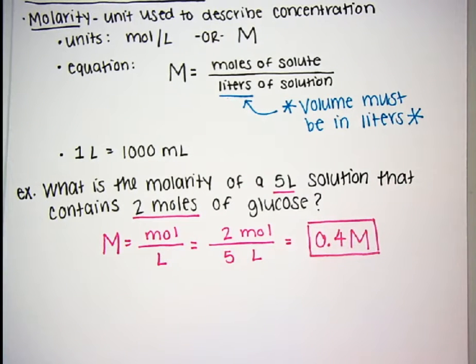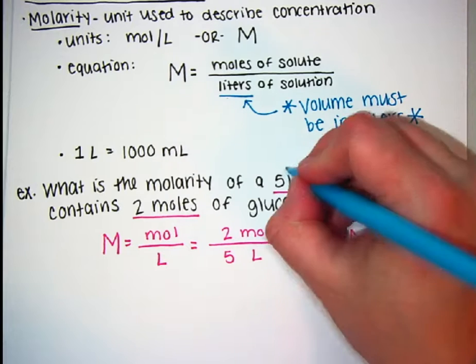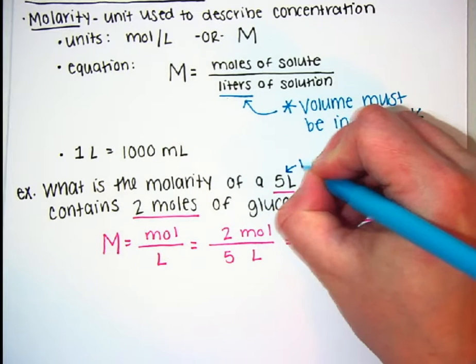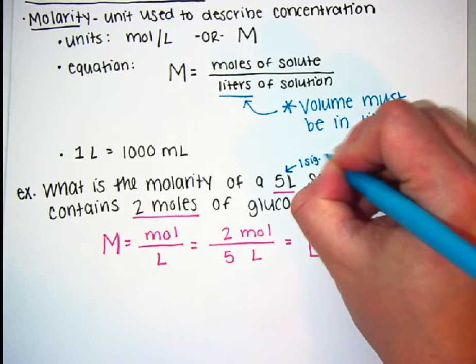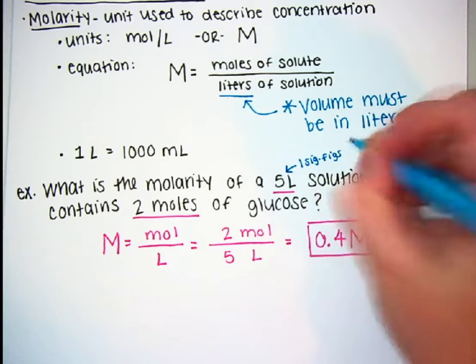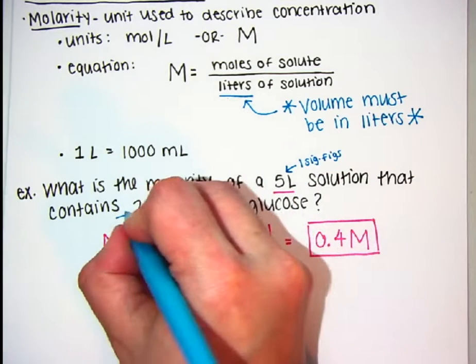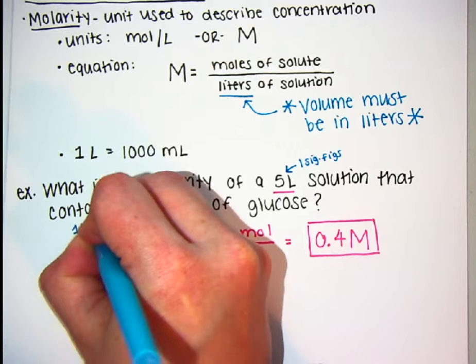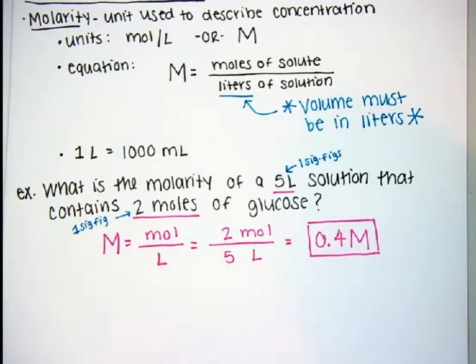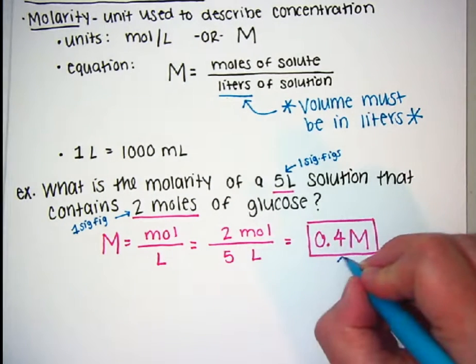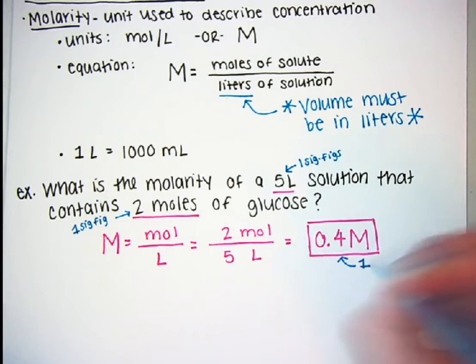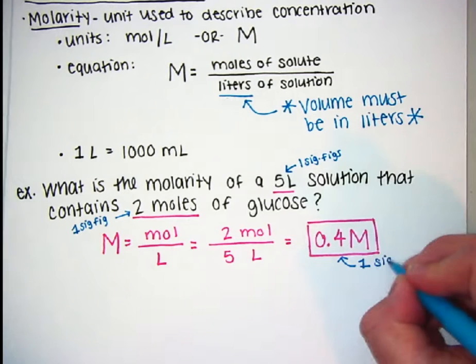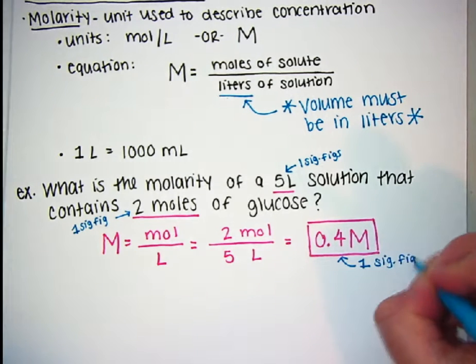Significant figures are not going away. 5 liters has 1 sig fig. 2 moles also has 1 sig fig. Therefore, my answer can only have 1 sig fig.